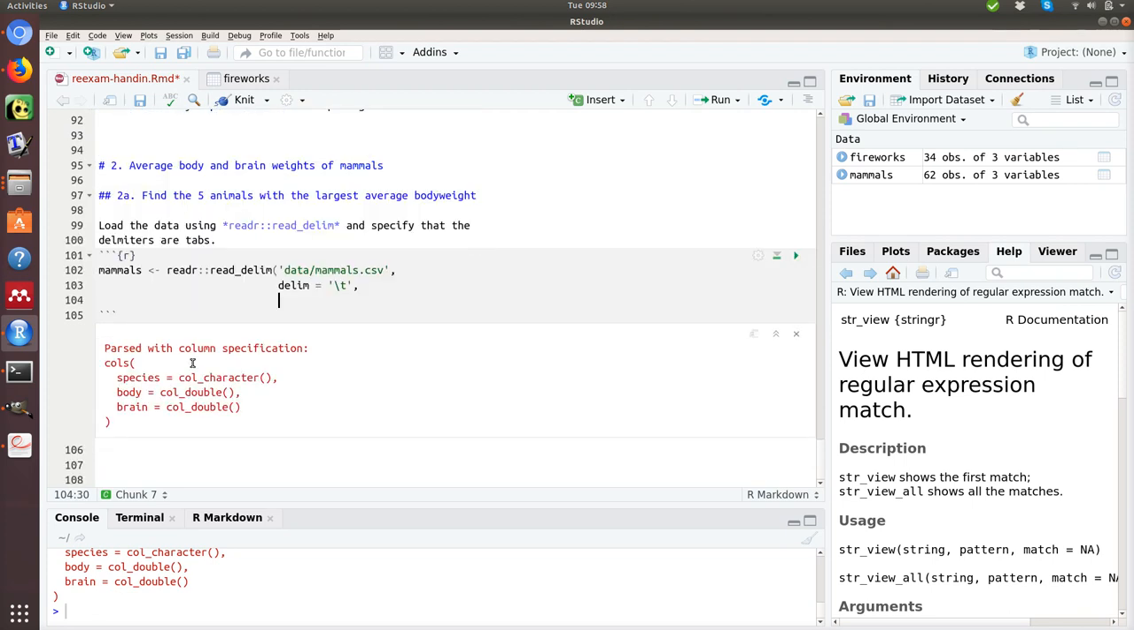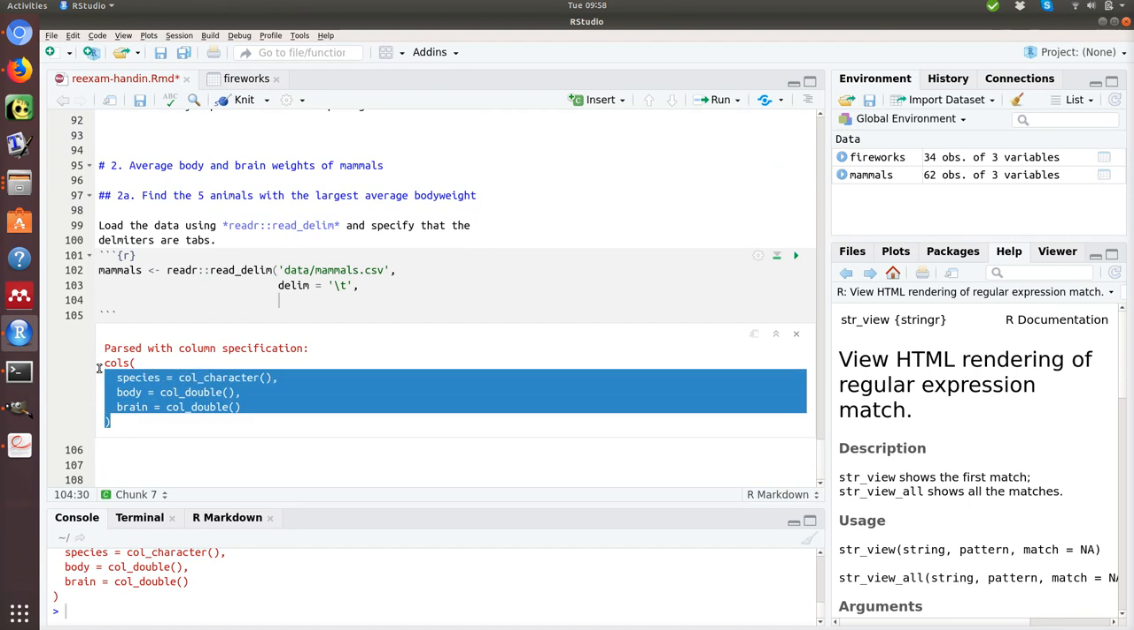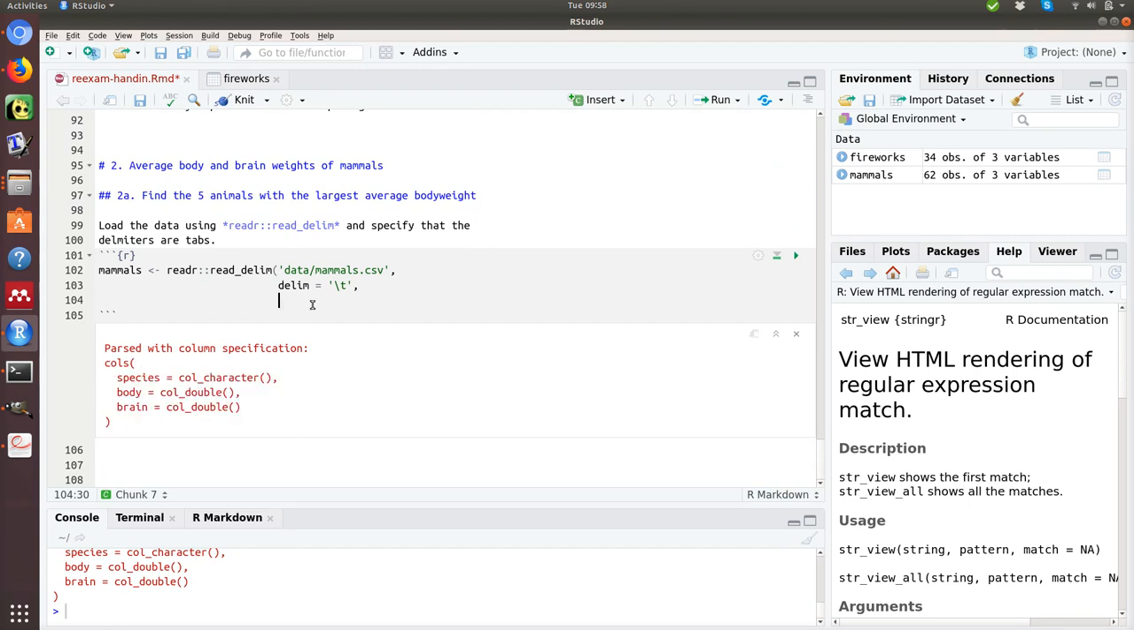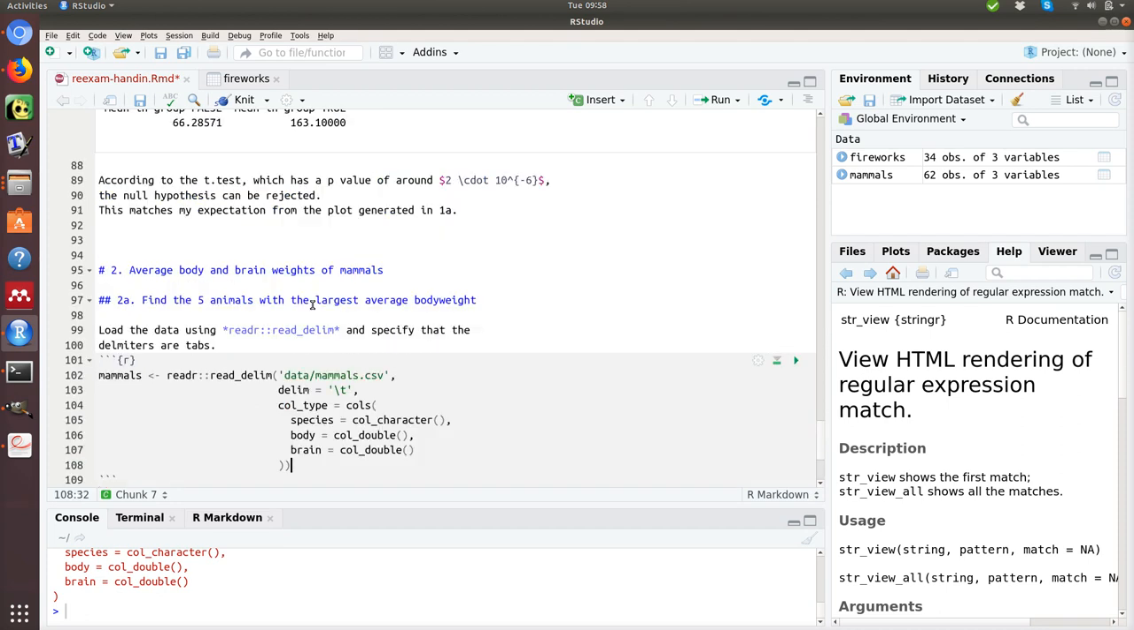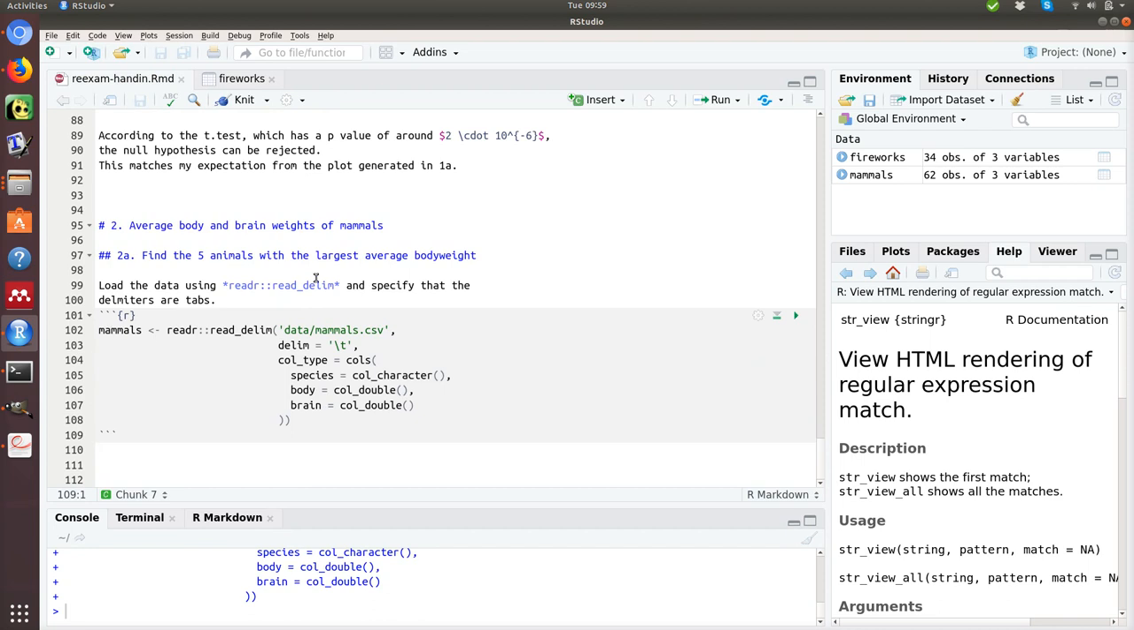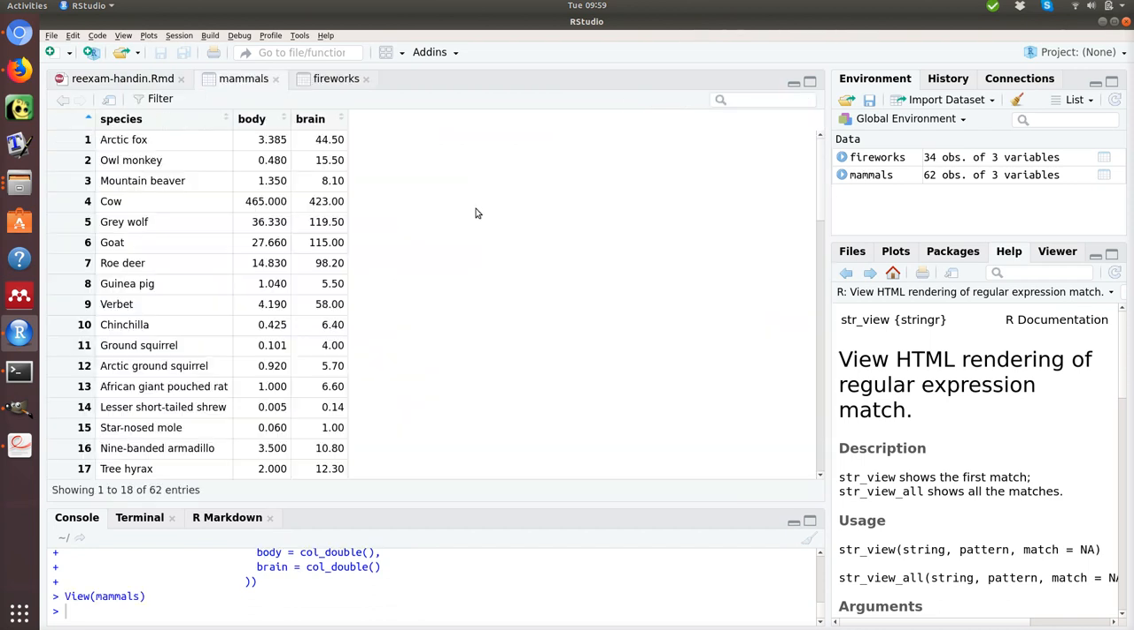To get rid of this message, we can take this up here and use it as input for the col_types declaration here. And if we push Control I multiple times, RStudio will indent this for us. So now we have loaded the mammals data set. It resides up here, and it seems to look okay.